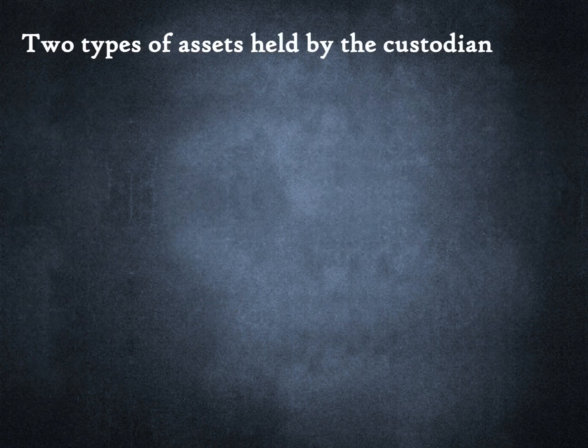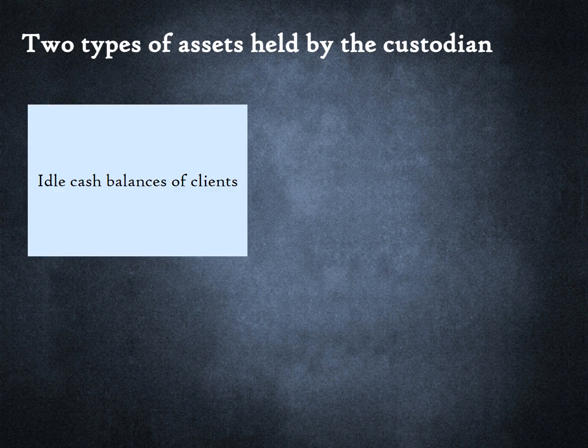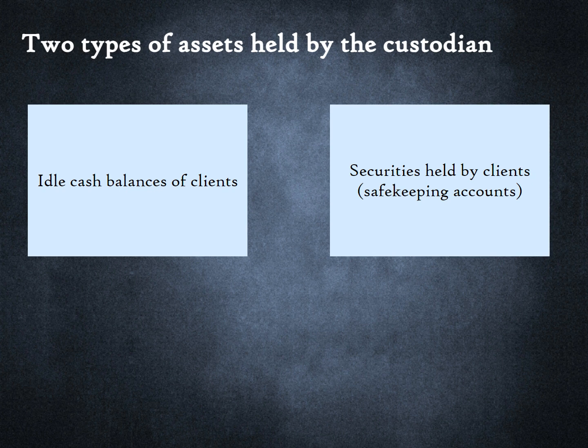Custodians hold 2 principal asset types: cash held in bank accounts and securities held in what are known as safekeeping accounts. Cash refers to the idle cash that clients end up holding with custodians in anticipation of trade settlements. If the custodian is a chartered bank, they are able to offer bank accounts themselves.